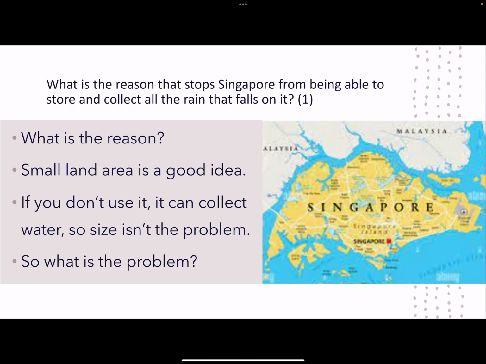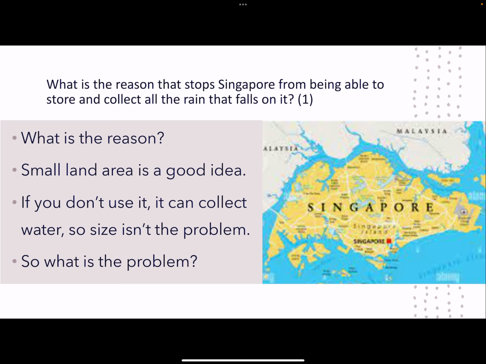Okay, so first question: what's the reason that stops Singapore from being able to store and collect all the rain that falls on it? 1 mark. What are we looking for? We're looking for the reason. Many of you got the correct idea that you talk about the land size, the fact that we have a small land area. The idea is correct. However, that's not the reason, because if there's nothing actually on the island itself, and you were to use all of it for water collection, we actually would have enough water collected for the consumption of the local population. So it isn't a matter of size, it's what Singapore has chosen to use the little bit of land that it has.